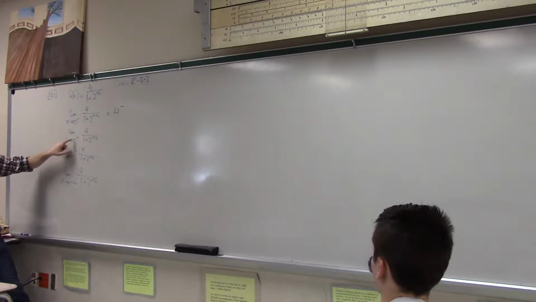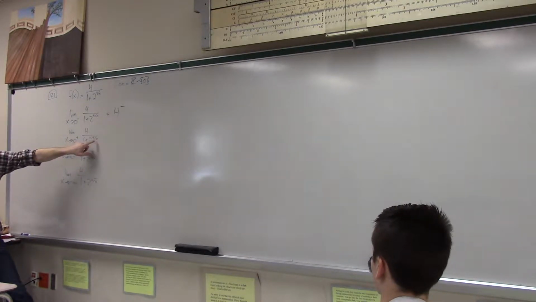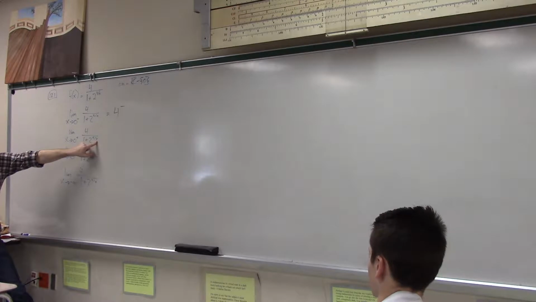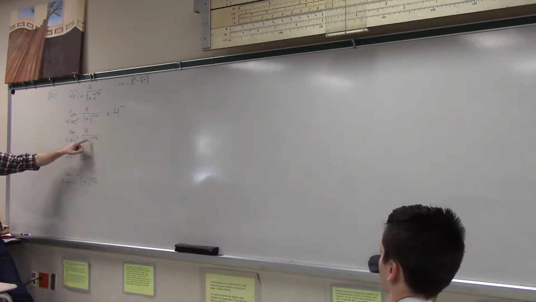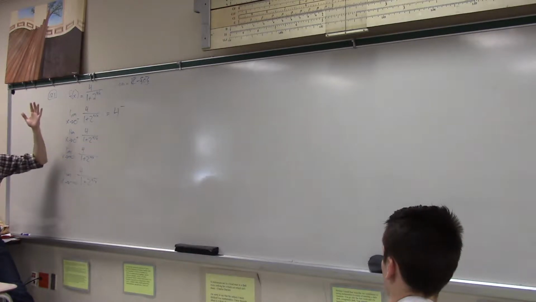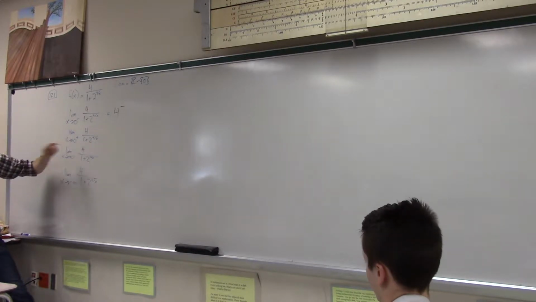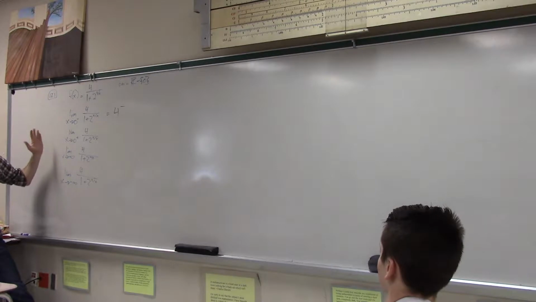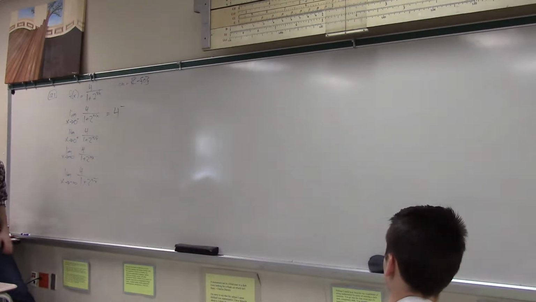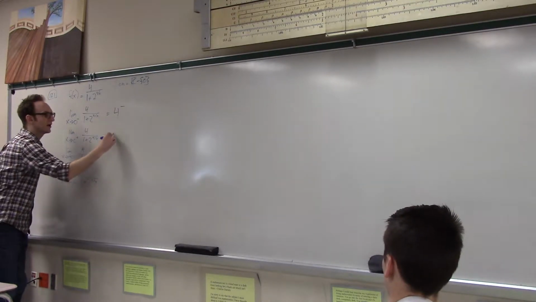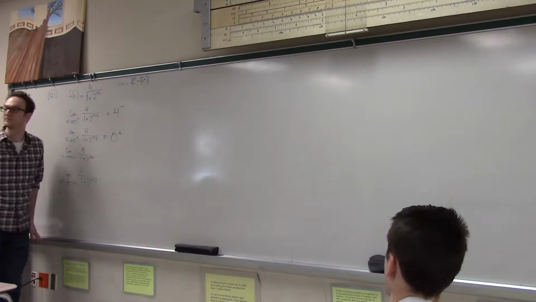Limit as x approaches 0 plus. Now I do have 4 over a tiny positive. 4 over a tiny positive is a huge positive. 2 to a huge positive. Huge plus 1. Still huge. 4 divided by huge positive is 0, and in fact it's going to be 0 plus, right?